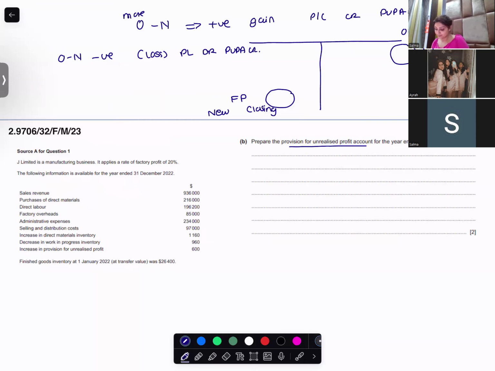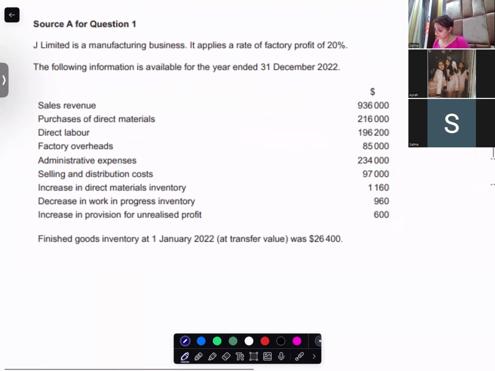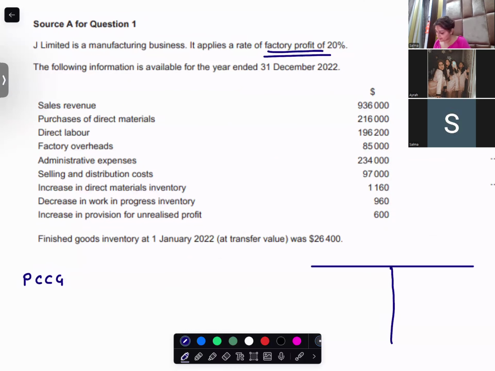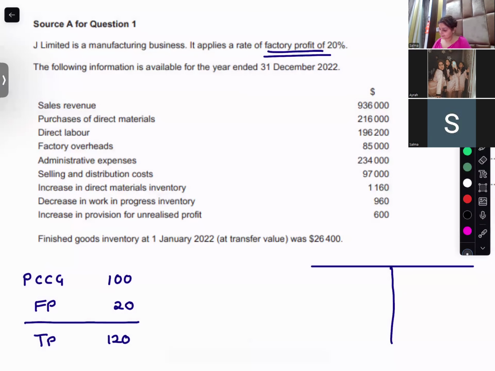Yes, let's go ahead. Read the question. G Limited is a manufacturing business. It applies a rate of factory profit of 20%. The following information is available. So factory profit is 20%. That means you will follow this system. If it is 100, factory profit is 20. 20%. So your transfer price will be 80? Like add 120%. Your transfer price will be 120, right? 20%. Okay, always. Come on, read ahead.